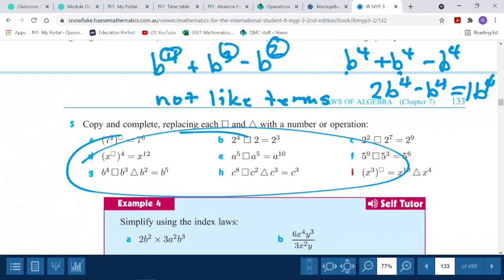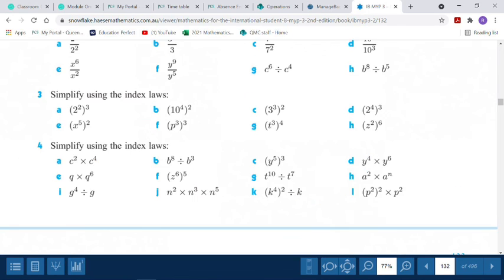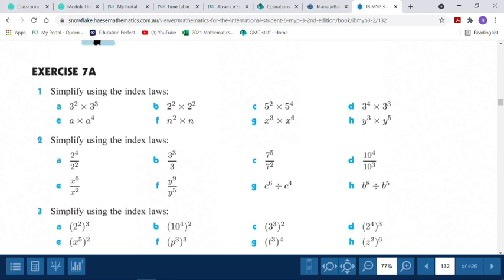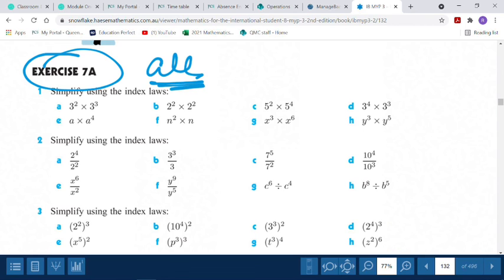Okay, so be careful. All right, now, you have some homework. It starts on page 132, 7a. So page 132, 7a, and you do all of them just to practice. This is such an important skill. You need lots and lots of practice. Okay?